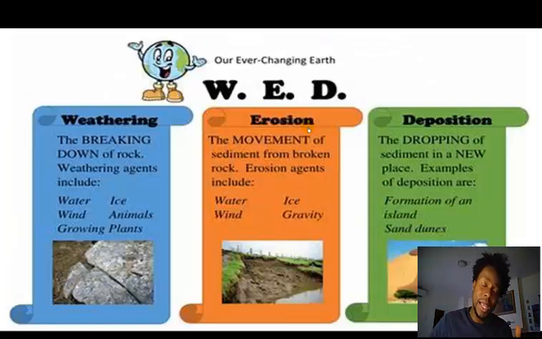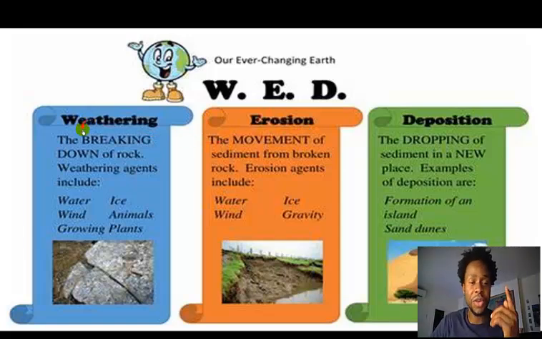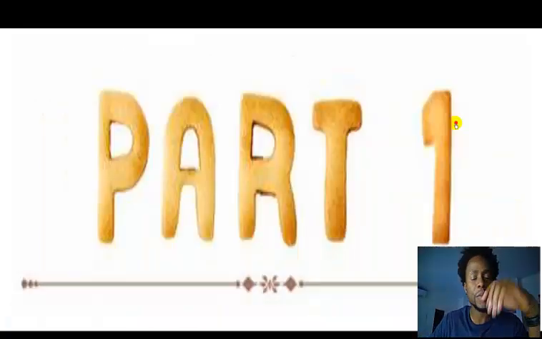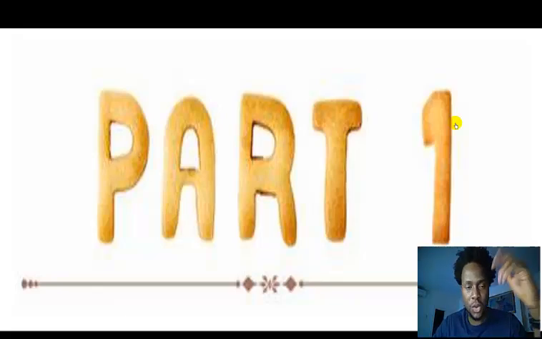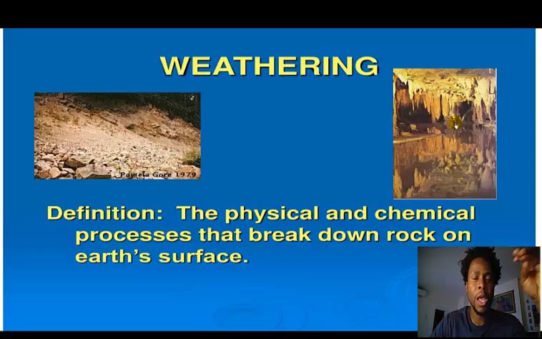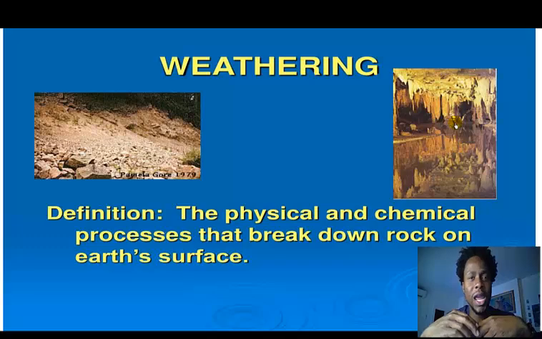All right, again, let's repeat those definitions. Weathering, the breakdown of rocks into sediments. Erosion, the movement of the sediments. Deposition, the dropping of the sediments. So we're going to focus on the first part, which is weathering. Weathering, as we just learned, is the breakdown of rocks into sediments.